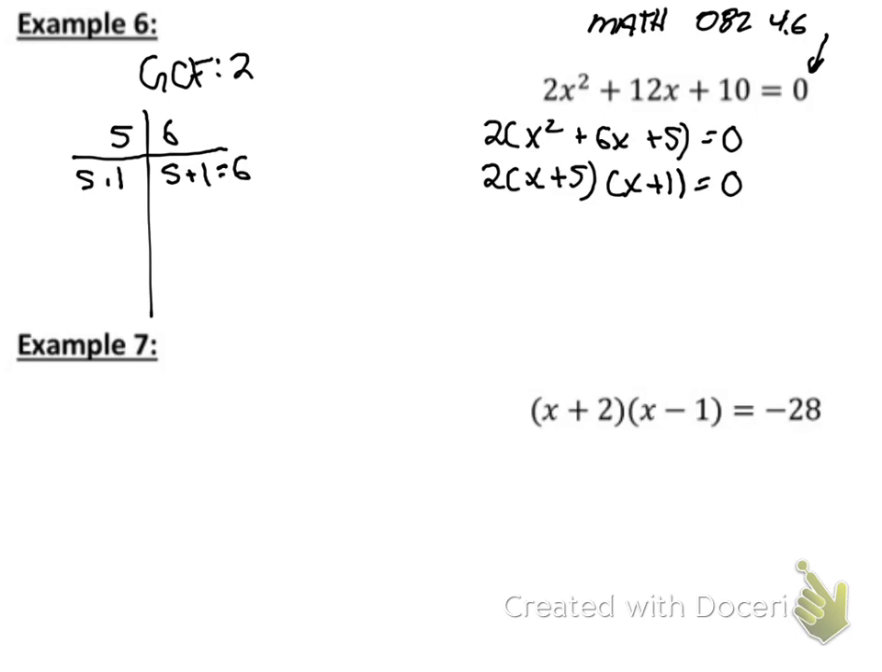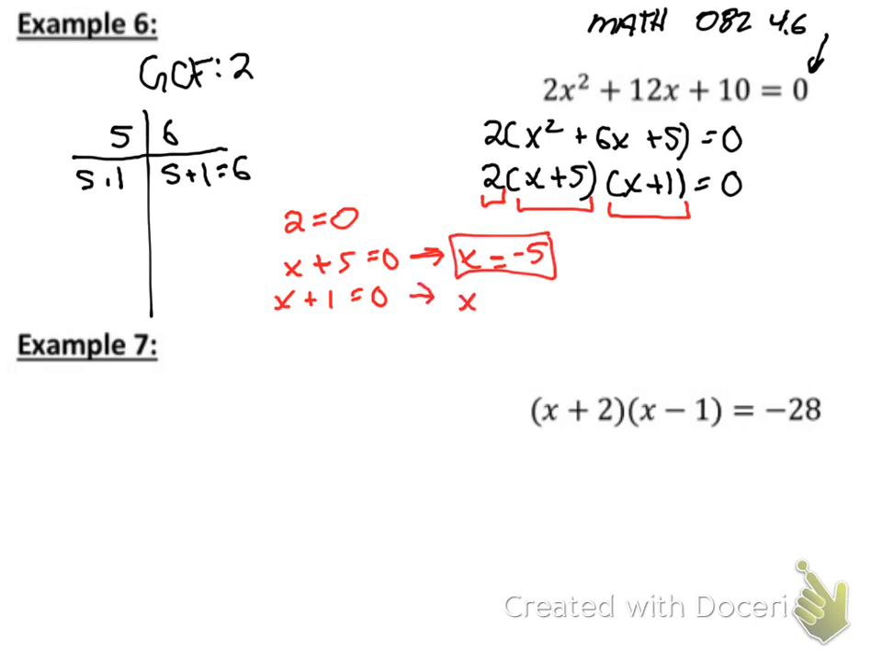Now this is where it gets kind of interesting. Just like the problem I did in the last video, you can see that there are 1, 2, 3 values that are being multiplied. So a lot of times I see students doing this. They'll write either 2 equals 0, x plus 5 equals 0, or x plus 1 equals 0. Well, this is clearly the solution x equals negative 5, and this is clearly the solution x equals negative 1.